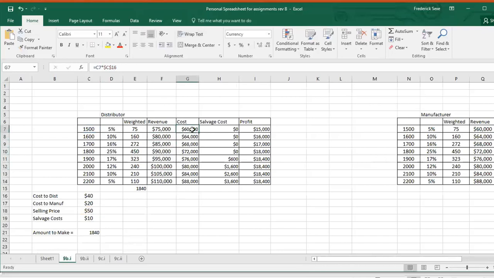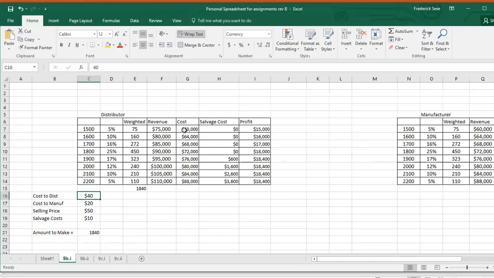Cost is very simple. Once again, it's the cost to the distributor, which is the selling price for the manufacturer, which is $40 in this example. I think it's the same as the book. This, I believe, is the same as the book. Manufacturer, yeah, I believe it's the same. I think I made it that way for a reason, so it was easier for me to relate the information to the problem.